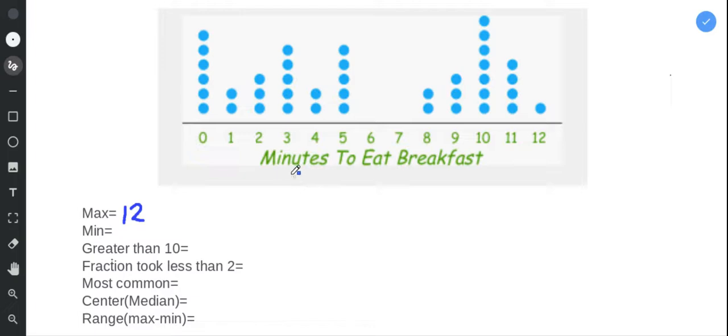The minimum number of minutes was 0. So whether somebody just doesn't eat breakfast or it takes them less than a minute to eat breakfast, that's what those zeros are. So the minimum is 0, the maximum is 12 minutes.